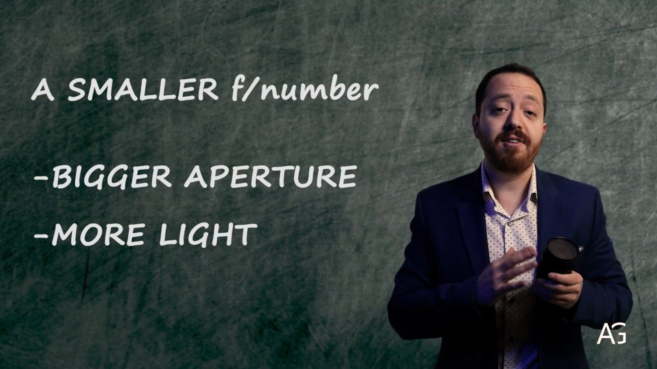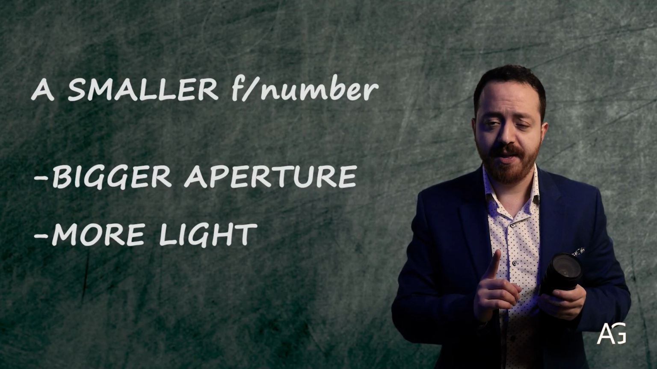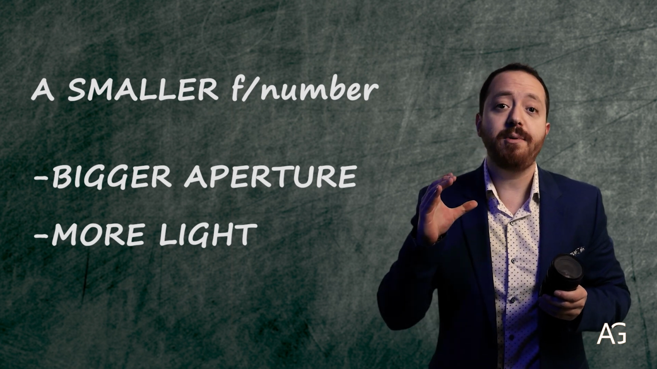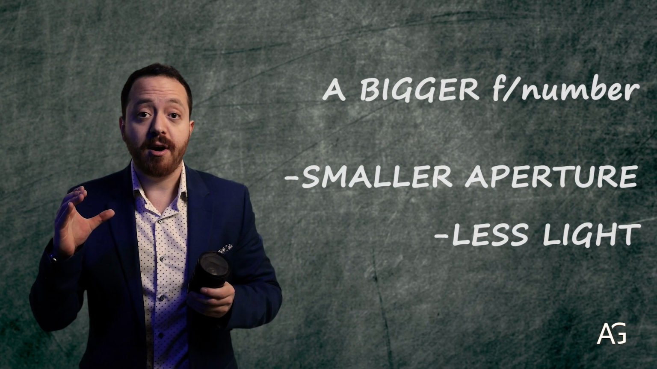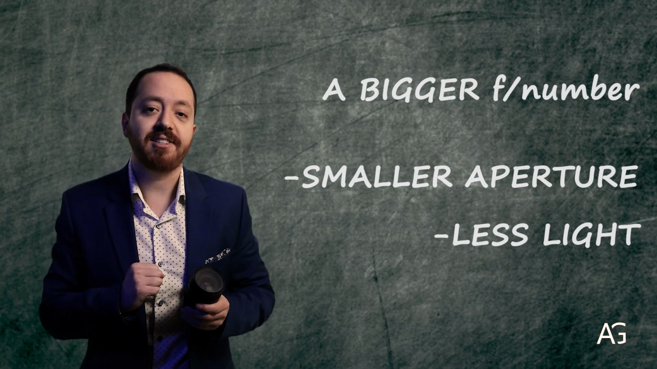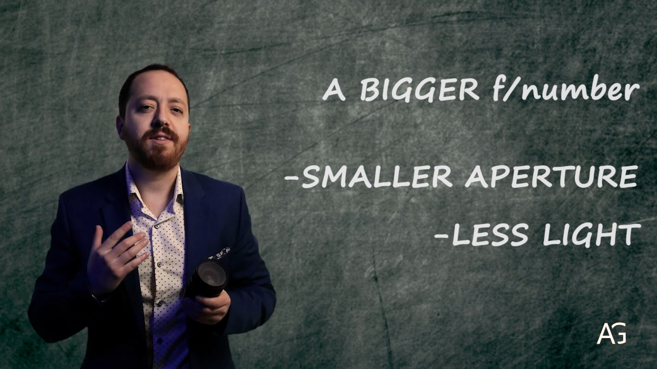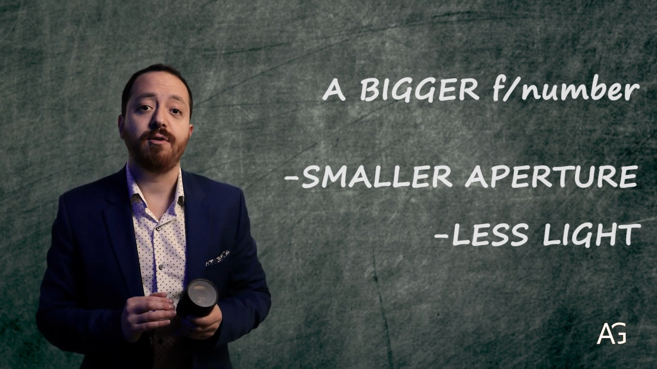When it comes to that f number in your aperture, always remember this. A smaller number means a bigger aperture and more light. A bigger number means a smaller aperture and less light. Now, what does all of this mean for the actual look of your image?